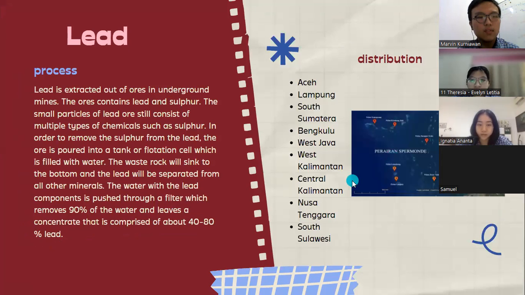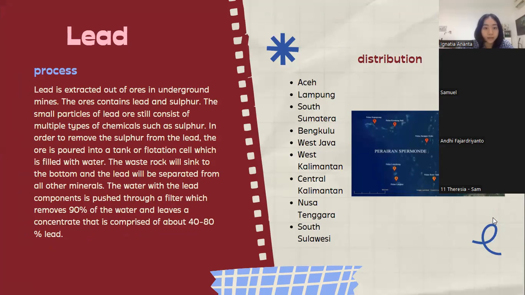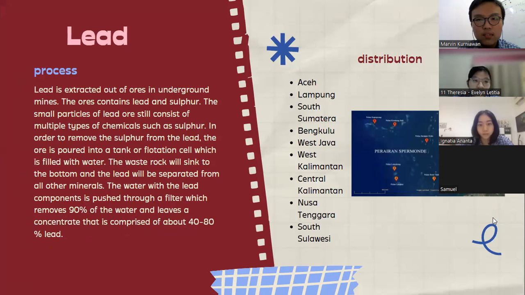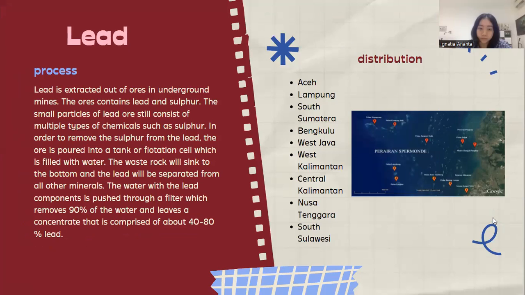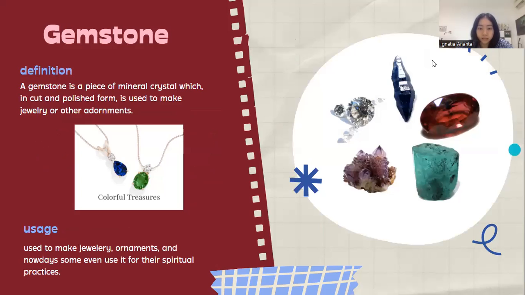Now, the process to extract lead is from underground ores that contain sulfur, and the ore is then poured into a tank filled of water to separate from sulfur, and the water is then pushed through a filter, which removes 90% of the water and leaves a concentrate of lead of about 40 to 80%. And its distribution in Indonesia is in Aceh, Lampung, South Sumatra, Bengkulu, West Java, West Kalimantan, Central Kalimantan, Nusa Tenggara, and South Sulawesi.